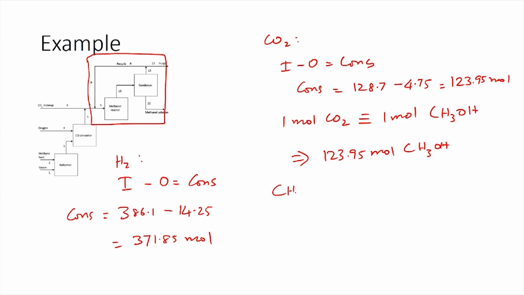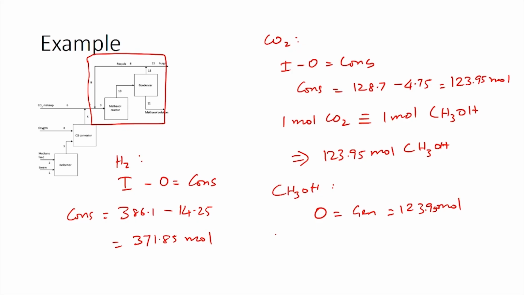So, if we were to write a methanol balance for the system chosen, output would be equal to generation, which is 123.95 moles. So, from this equation we know that 123.95 moles of methanol was actually produced in this system. We have been asked to calculate the mass of methanol and the mass fraction of methanol in this stream 11.